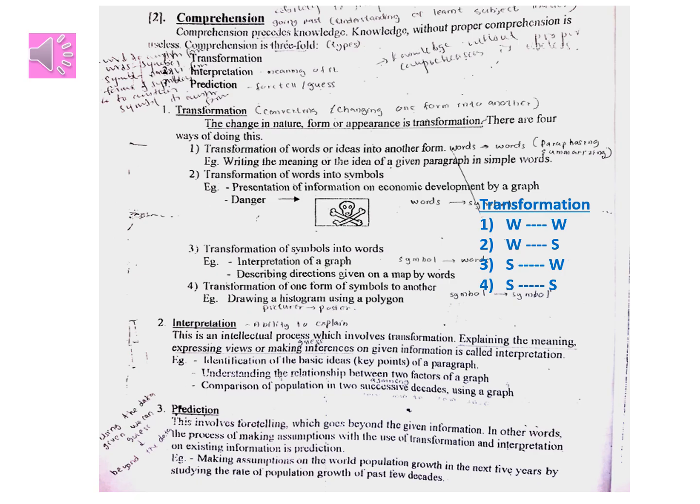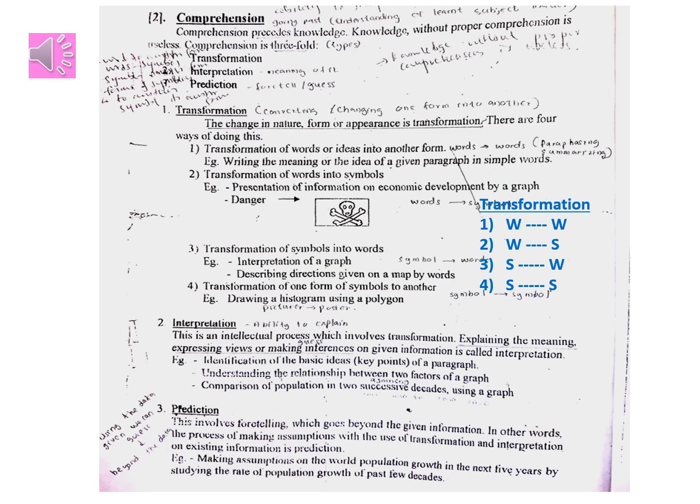And you can make inferences, guesses, based on the given information. That is interpretation. Remember interpretation, correlation, analysis and all. Example, identification of the basic ideas, key points of a paragraph. That's in interpretation. Understand the relationship between 2 factors of a graph, marks and the number of students. You explain those things.